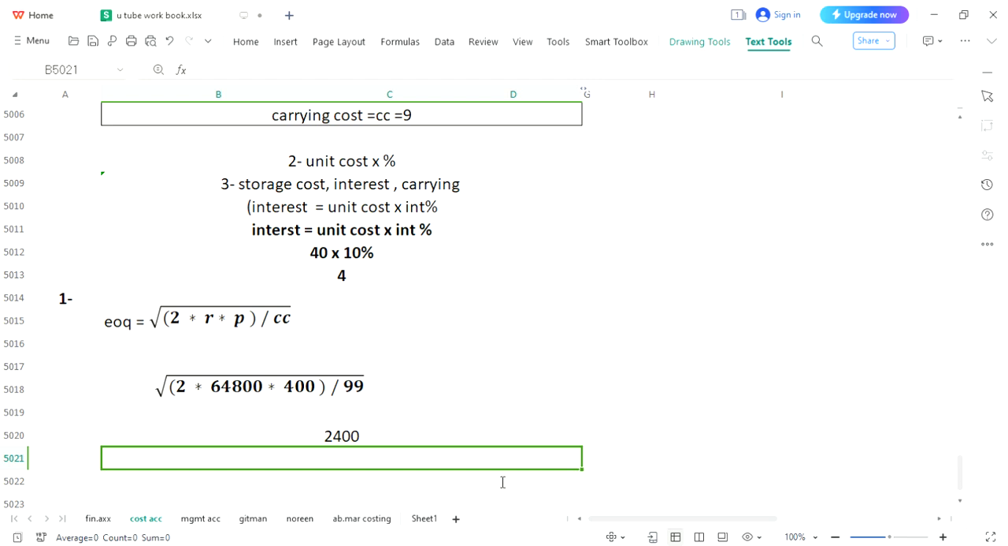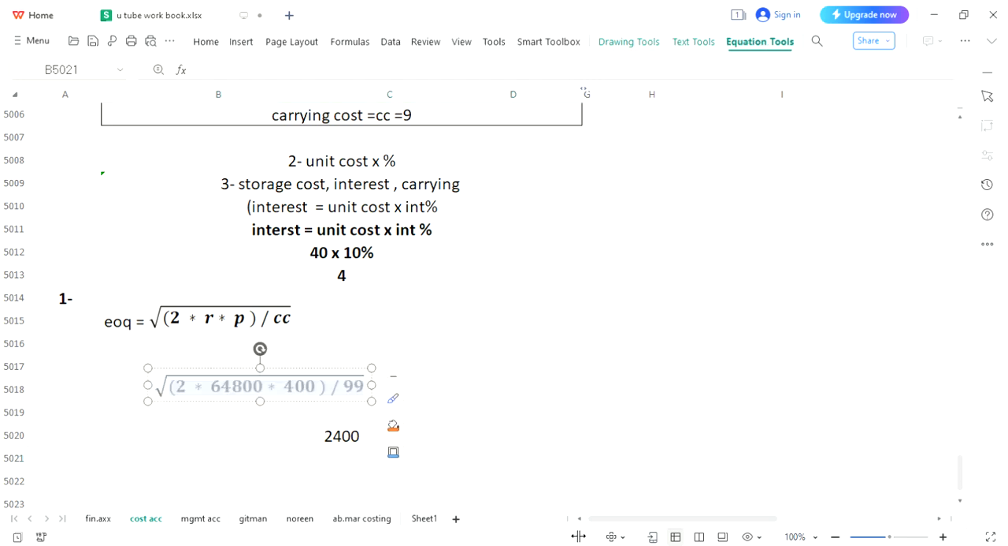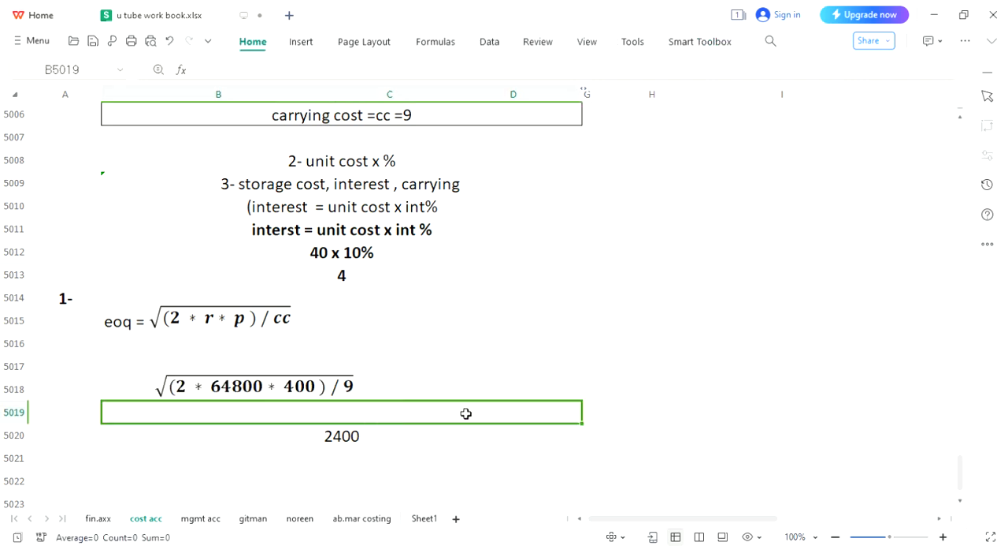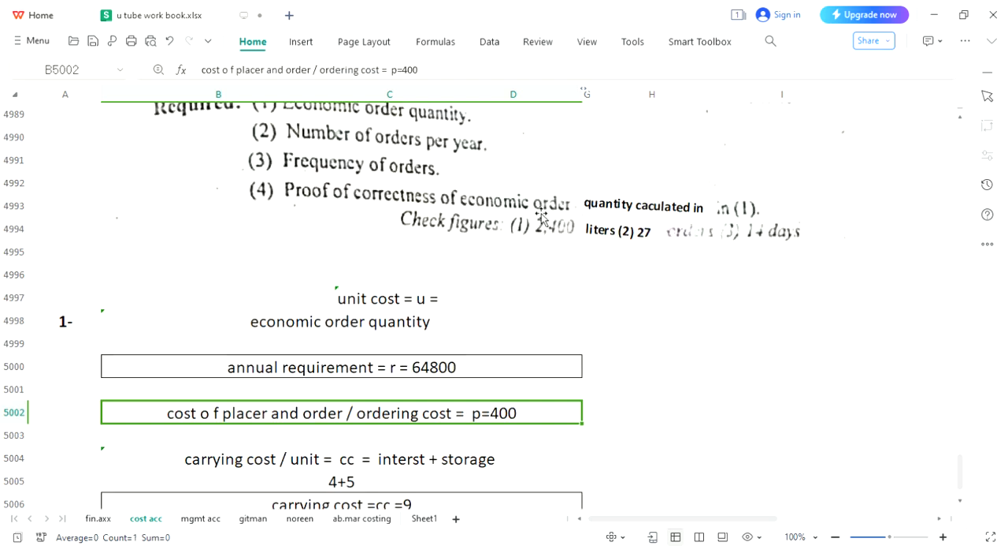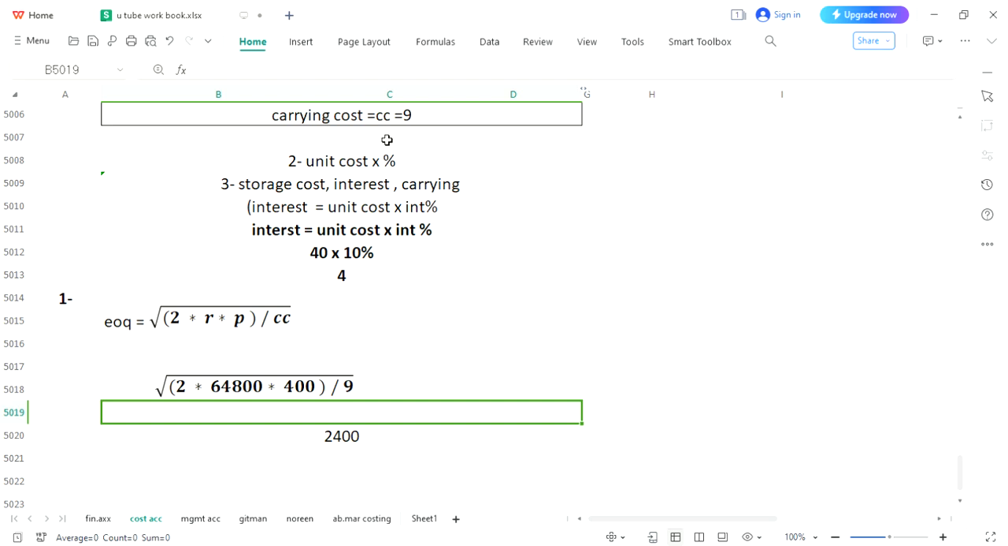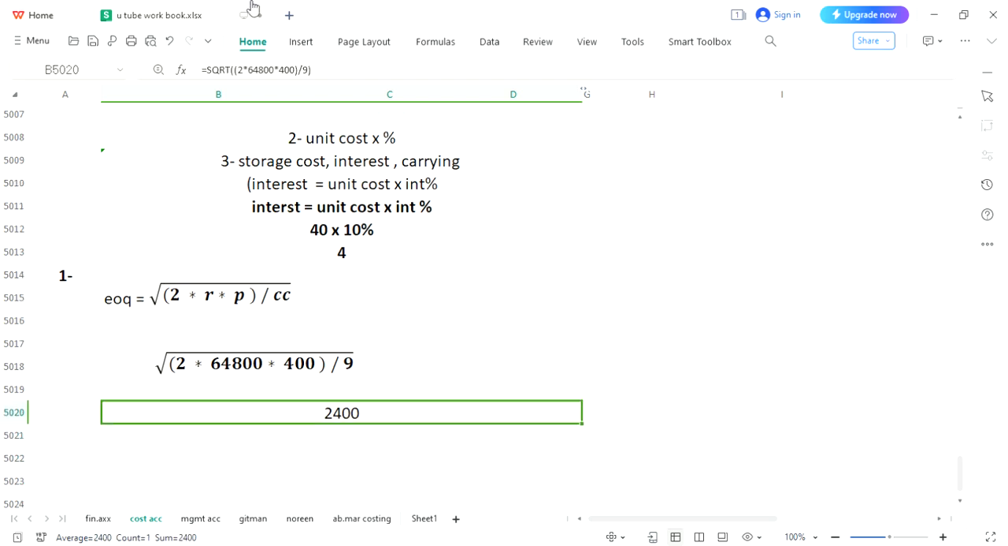Excel is a little easy for us as we don't have to worry about calculation. Excel had calculated everything by itself. So 2400 economic order quantity we have calculated. First answer, and that is 2400. Answer is matched. Next is number of orders. Since it's the answer of economic order quantity, let's mark it as done.